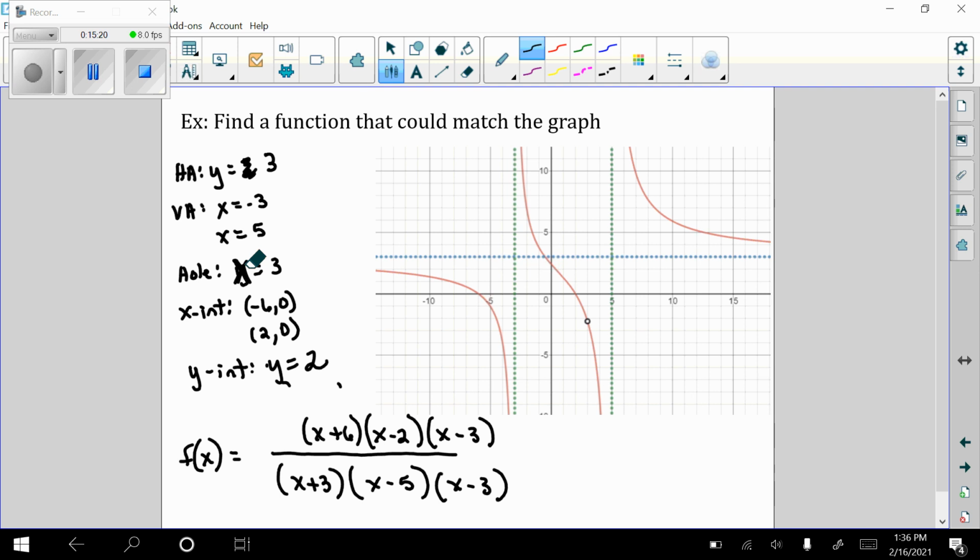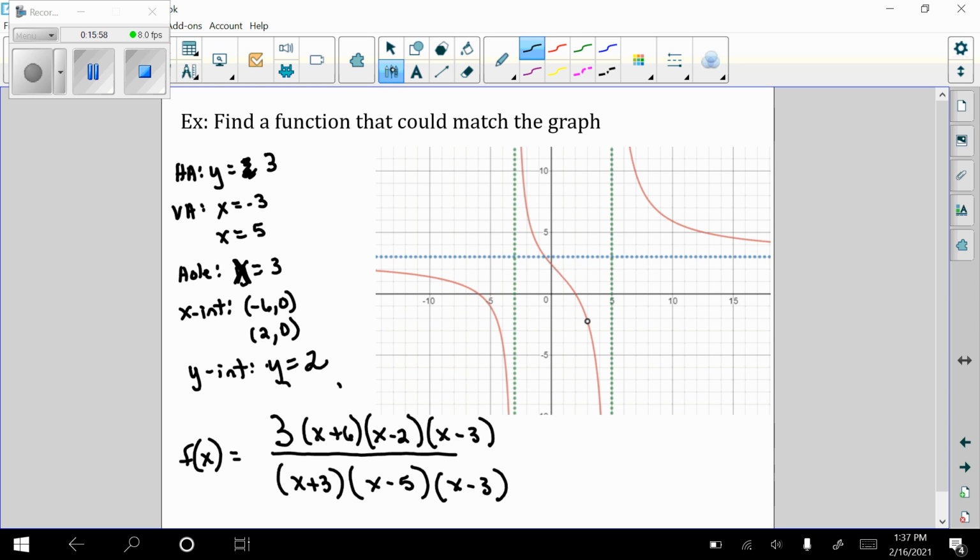So now I need to double check and make sure my horizontal asymptote is working and my y-intercept is working. So my horizontal asymptote is sitting at y equals 3, but if I look at all of my lead terms, I have x cubed over x cubed. So in order to get that to be y equals 3, I need a 3 on the top. So I'm going to add a 3 up there. So now let's look at my y-intercept and see how close I am to 2. Remember, it's not exactly 2.